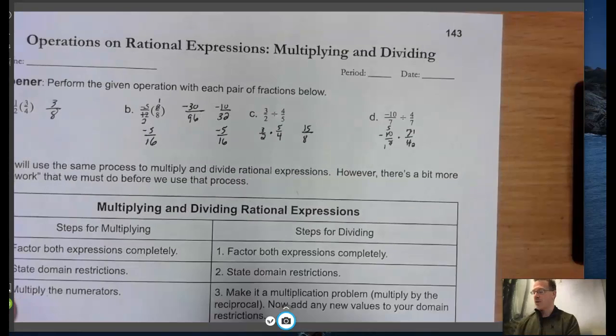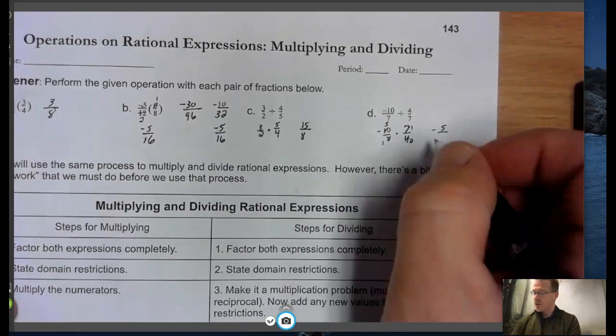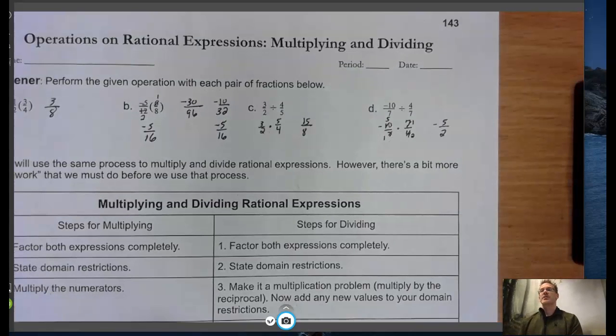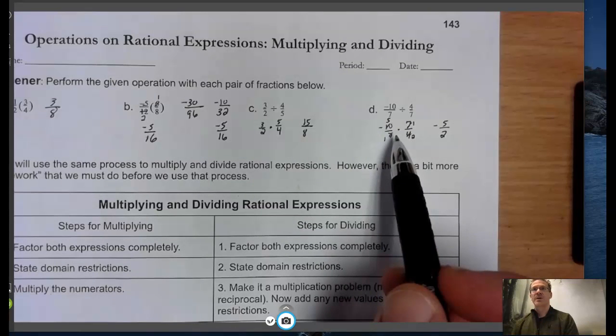And then I can multiply across. So negative 5 times 1 is negative 5. And then 1 times 2 is 2. And this is really what we're going to do when we do multiplying and dividing rational expressions. It's really much simpler to reduce before we do the multiplication.